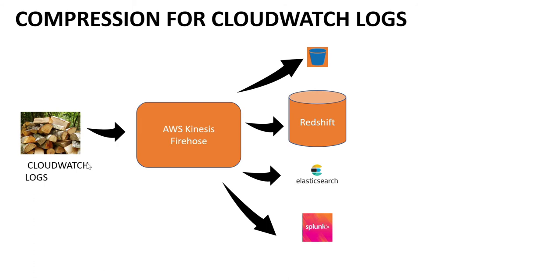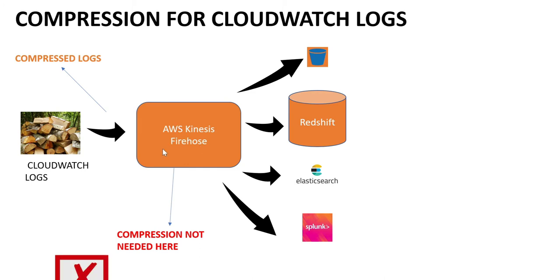Now, what if your source is CloudWatch logs? Here, CloudWatch is already sending compressed logs from source to target. If Kinesis Firehose compresses it again, there will be double compression. So compression is not needed here. This is important.